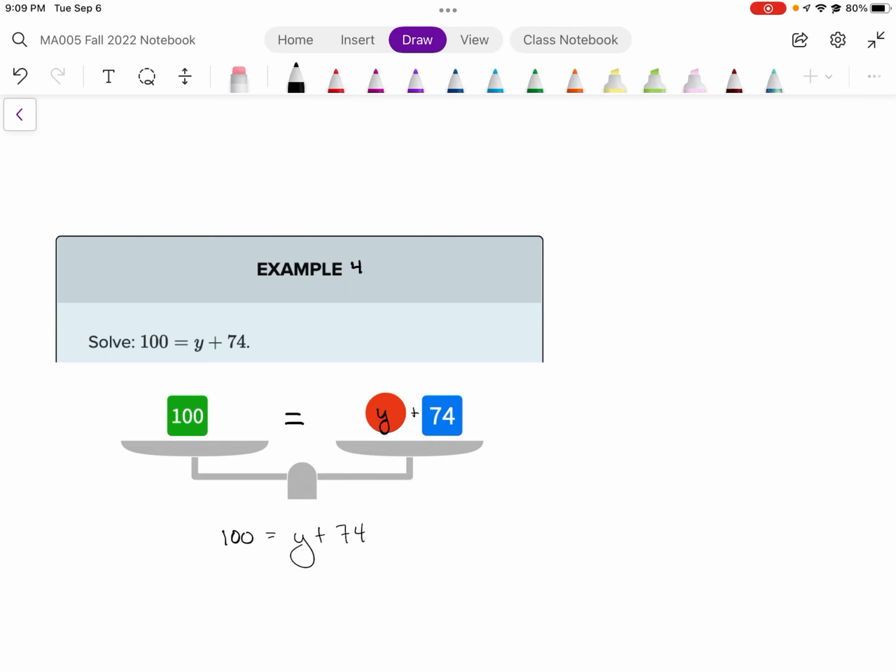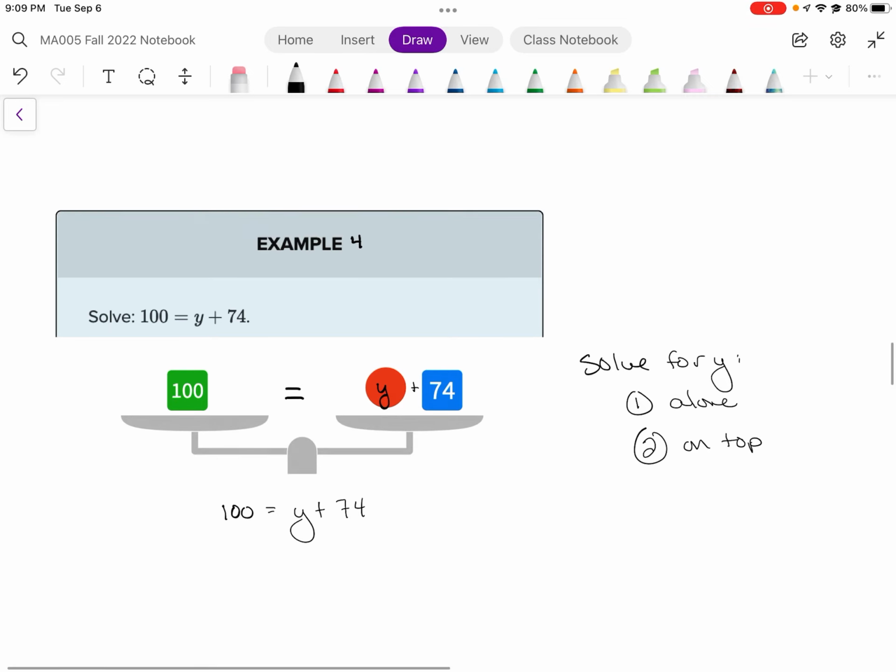Now, how are we going to get y by itself? Well, we care about two things for y. To solve for y, and it could be x or whatever, one, you want it alone, and two, you want it on top. That is it. It can be left or right. It doesn't matter which side of the equal sign it's on. So that's what often confuses people. Leave it on the right side because that's where it is. Remember, we can switch the two sides anytime, right? We can make this y plus 74 equals 100, and if that makes more sense to you, change it to that before you start.